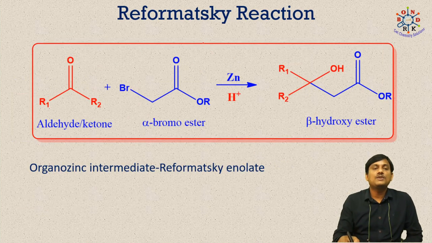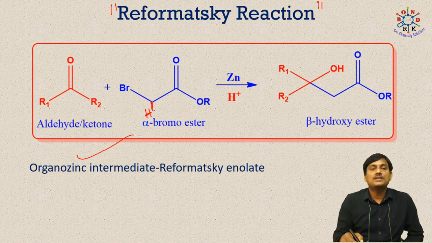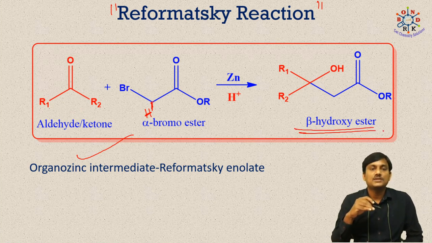Reformatsky reaction, this one is also similar to the Aldol condensation. In this reaction, an alpha bromo ester is used, and there should be at least one alpha hydrogen. When you treat alpha bromo ester with zinc, there is a formation of an organometallic compound, an organozinc intermediate. This organozinc intermediate will attack the aldehyde or ketone, and there is a formation of beta hydroxy ester.